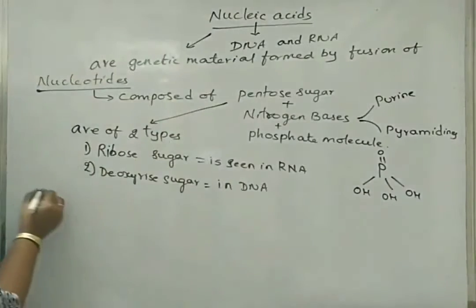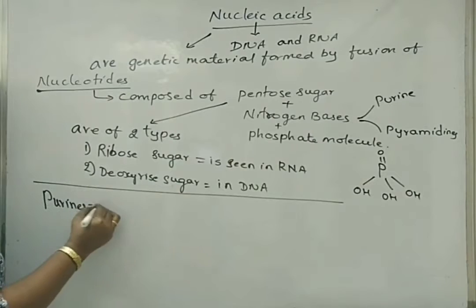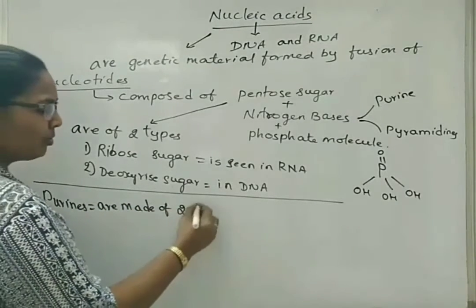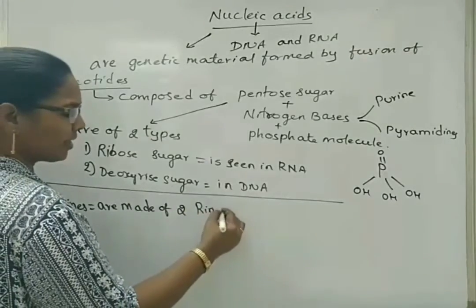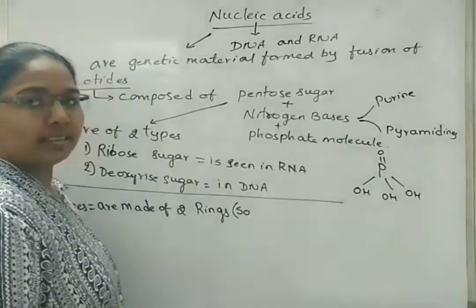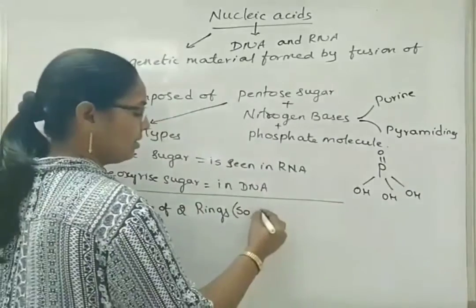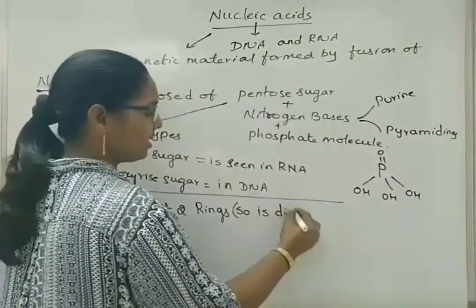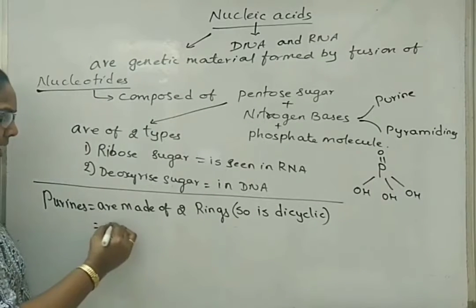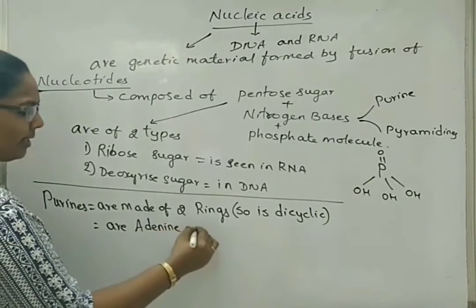RNA. Now, coming to purines. Purines are made of two benzene ring-like structures. Two rings, so-called dicyclic type of rings or dicyclic type of substrates. So it is dicyclic. Now, what are examples of purines? Adenine and guanine.